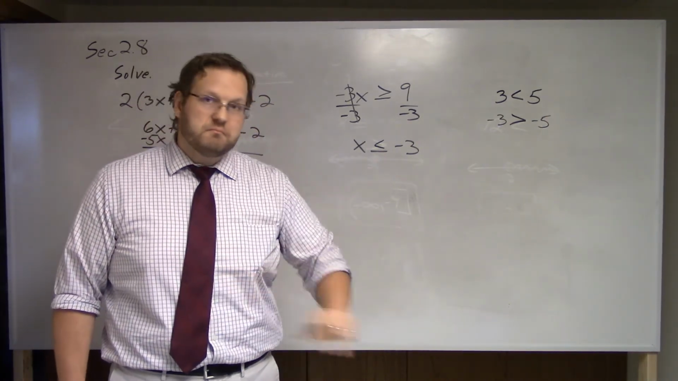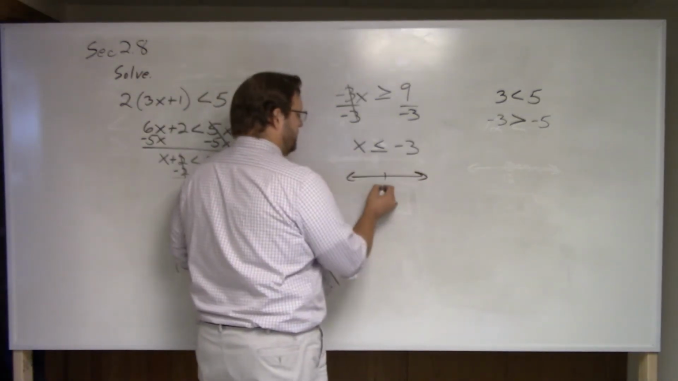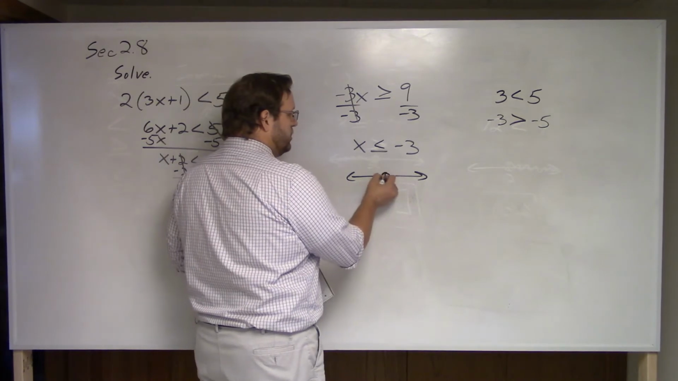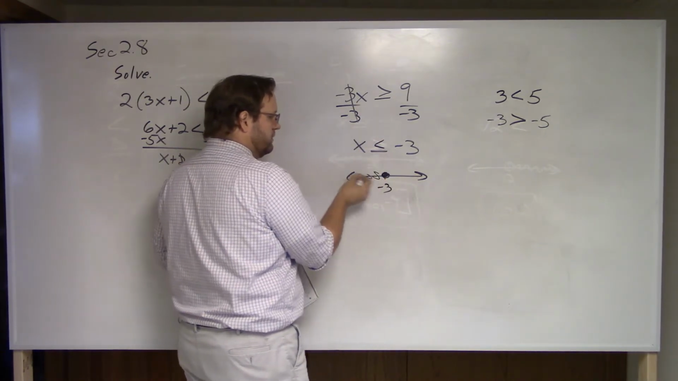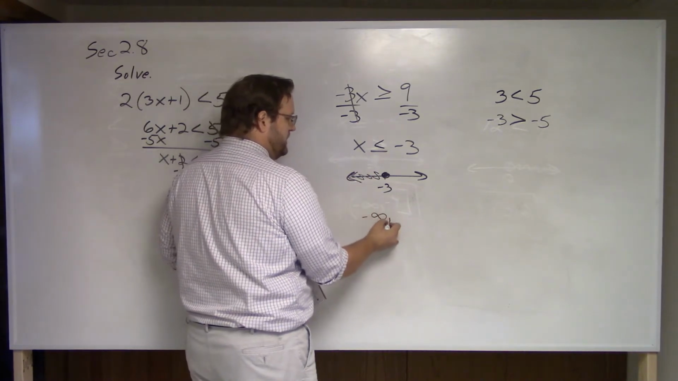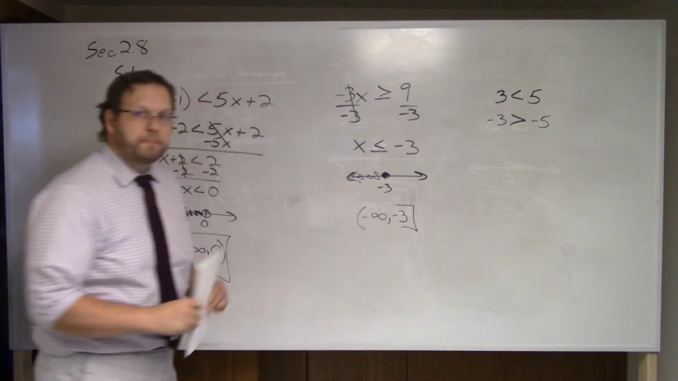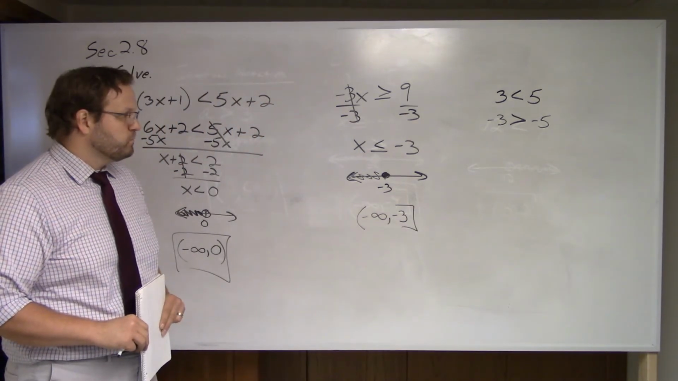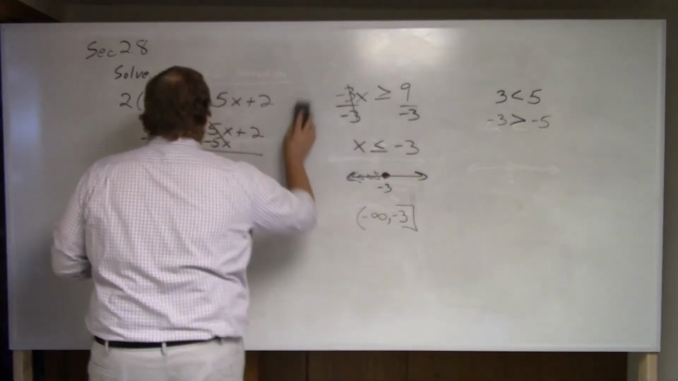Everything else, same thing. Okay, to finish this up, put a -3, closed dot, and since I made the switch, I'm going this way, -infinity to -3, parenthesis, bracket. Okay? Let's look at something a little different.